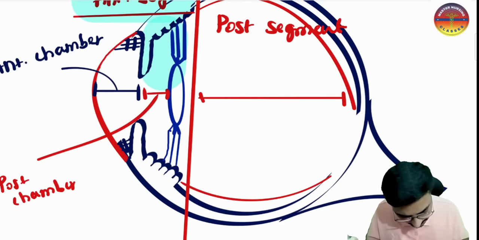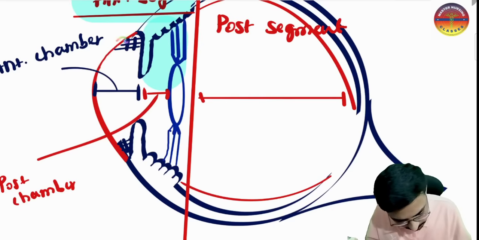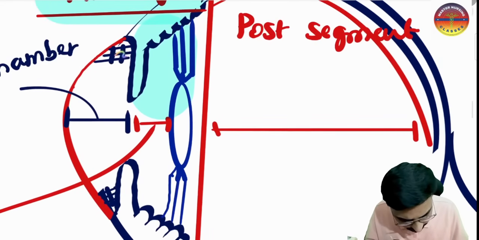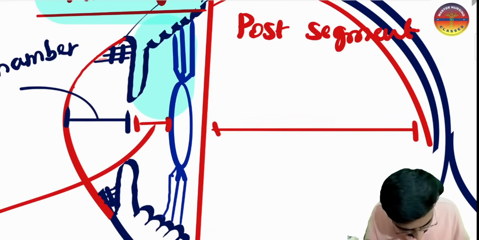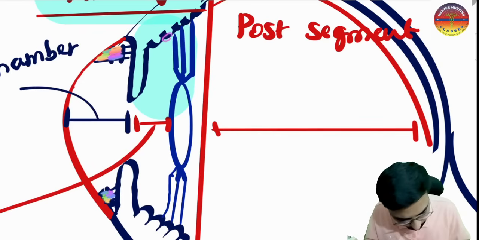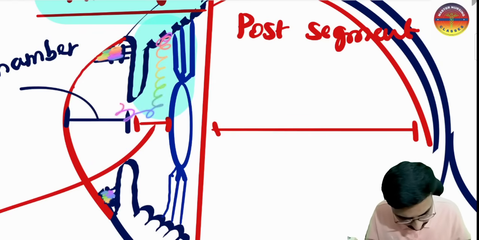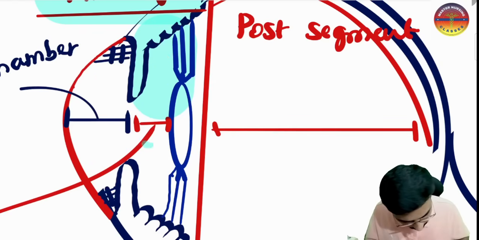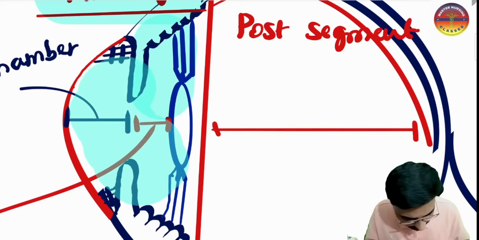This particular angle, which is there between our cornea and iris, is open only. This angle is not blocked, but this particular trabecular meshwork we have is partially or completely obstructed. So the production of the aqueous humor is happening, but the drainage of the aqueous humor is not happening. So aqueous humor keeps on increasing in our anterior segment.